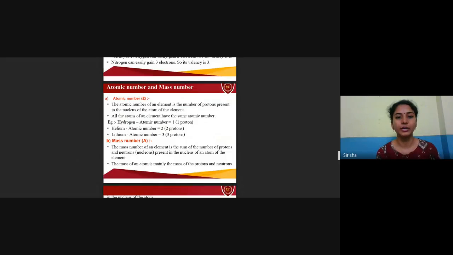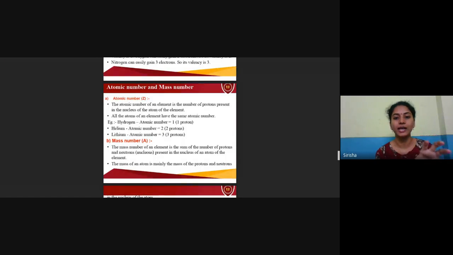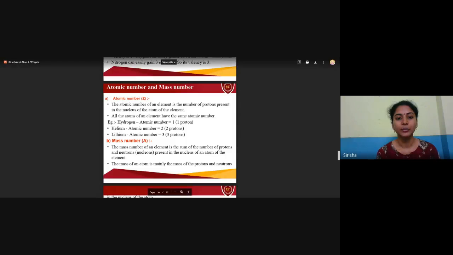Next is atomic number and mass number. Atomic number is given by the symbol capital Z. The atomic number of an element is the number of protons present inside the nucleus of an atom of the element. For example, hydrogen's atomic number is 1, as there is 1 proton. Helium's atomic number is 2, as there are 2 protons. Lithium's atomic number is 3, because there are 3 protons inside the nucleus.